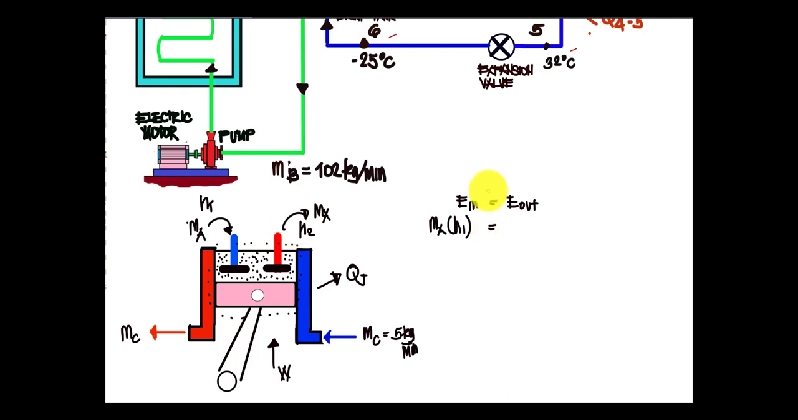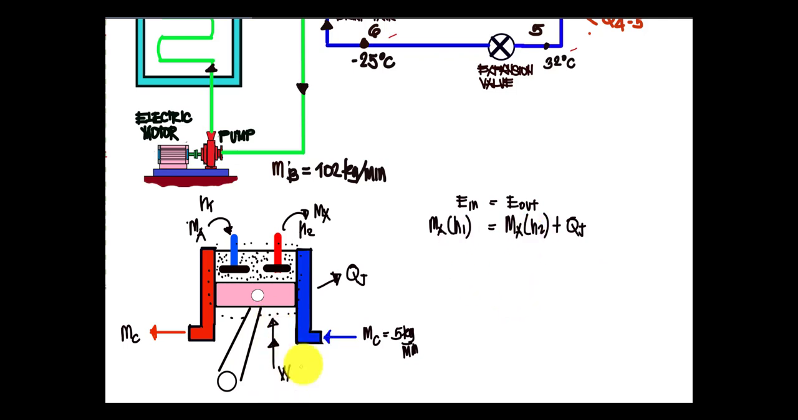We have also the mass of the ammonia times the enthalpy 2, and also what is leaving, we have the jacket water, or the heat rejected by the compressor during the compression stage. So we have Qj here. Then also we have this one, the work.